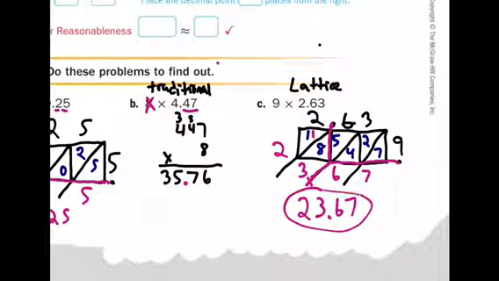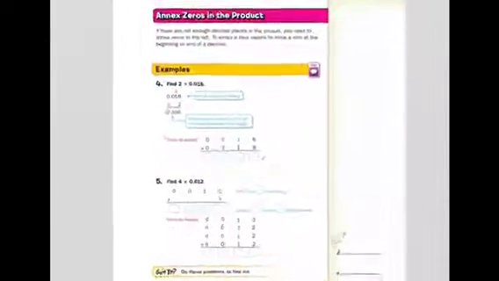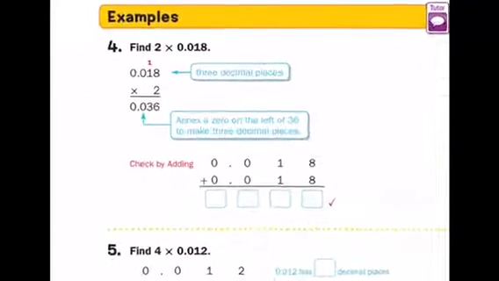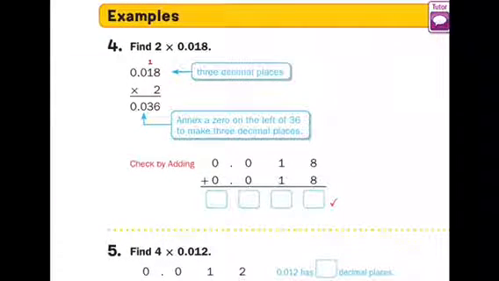All right, so let's go on to the next page. Let's continue. Okay, on this page, I'm going to go over example 4 and only example 4. I'll do it both ways, and then we'll do some down below. So let me get it set up.